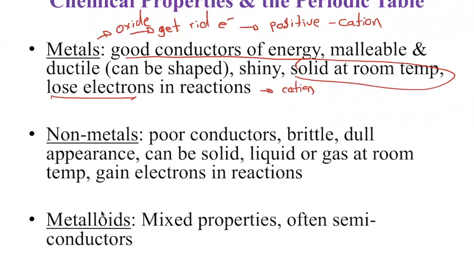Nonmetals are poor conductors, they're brittle. Sometimes you can find them as a solid, as a liquid, or as a gas at room temperature. They become anions because they like to gain electrons in a reaction. So that means they are going to carry a negative charge. Metalloids are semiconductors. They're kind of in between. They behave like metals, and sometimes they behave like non-metals.